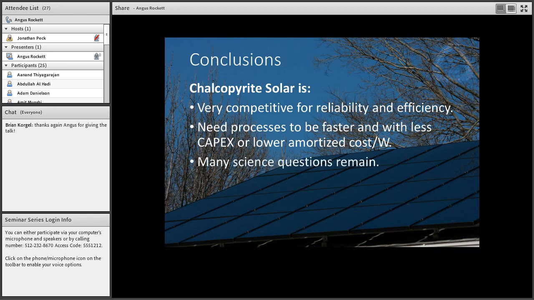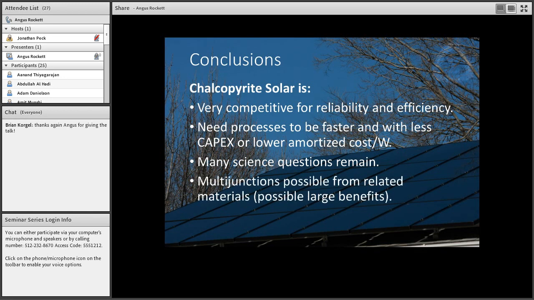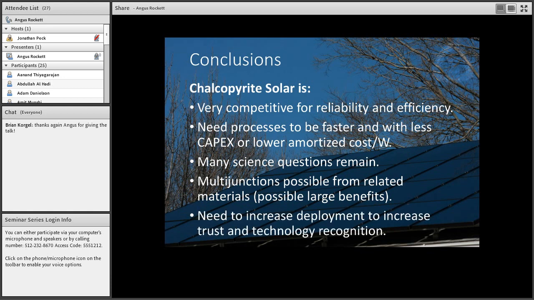So just to wrap up, in terms of conclusions, chalcopyrite solar cells are very competitive for reliability and efficiency. We need processes to be faster, or at least with less capital expense, or lower amortized cost per watt over time. There are a lot of science questions remaining. I've only mentioned a few of them. Multi-junctions are possible from related materials with possible large benefits, but there are huge technical challenges in terms of figuring out how to do that. We need to increase deployment to increase trust in technology recognition, but the technology is still very competitive.